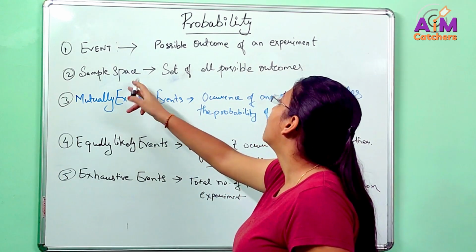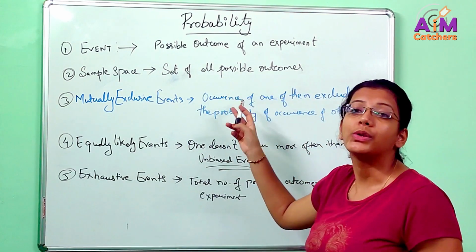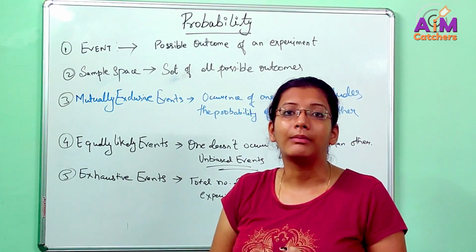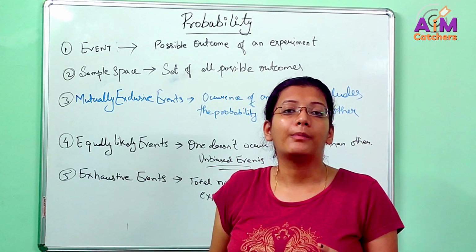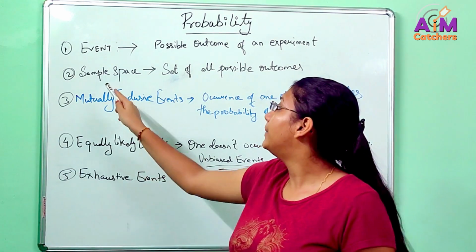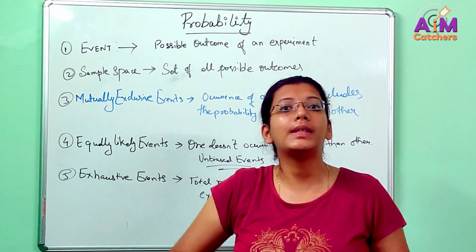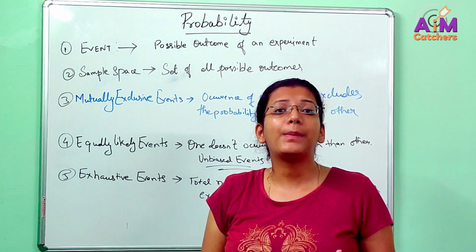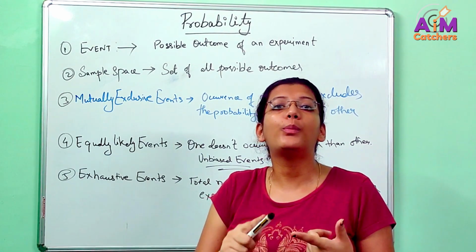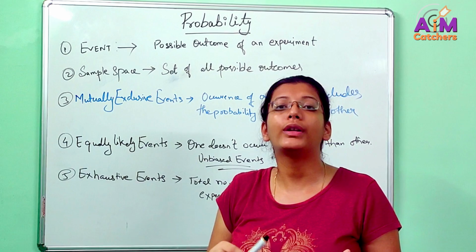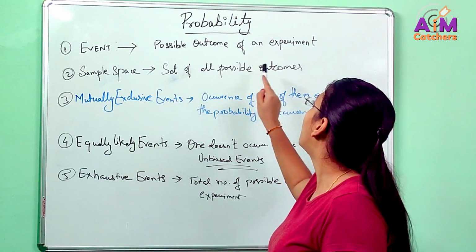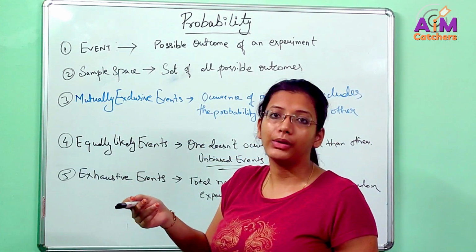Next is sample space. What is sample space? Sample space is the set of all possible outcomes. It defines all the possible outcomes, not just a single outcome. An event is about a single outcome. If you toss a coin, head is an event, tail is an event. But sample space is a set, not a single outcome. The sample space of tossing a coin is head and tail, both. So the sample space of tossing a coin is 2, that is 2 possible outcomes. This is represented in numbers, okay?